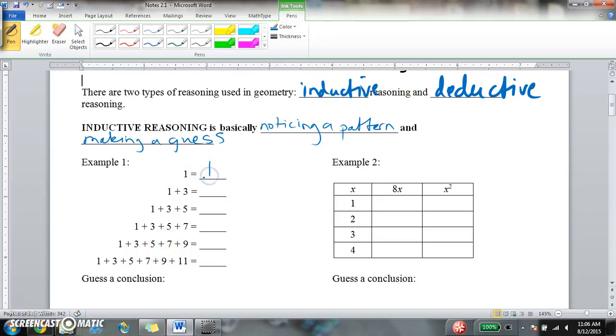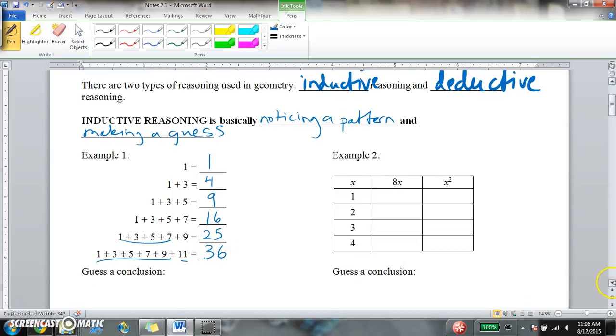So, to start off with, 1 equals itself, 1. 1 plus 3 equals 4. 1 plus 3 plus 5 would equal 9. 1 plus 3 plus 5, so that was 9, plus 7 would equal 16, that plus 9 would equal 25, and that plus 11 would equal 36. So, based on this pattern, we want to guess a conclusion.